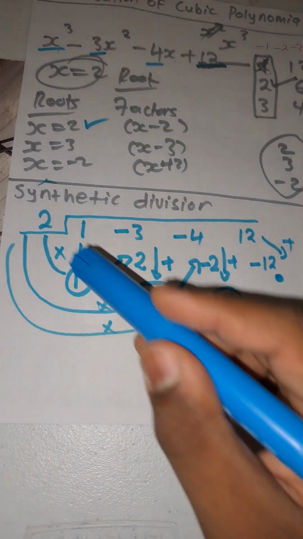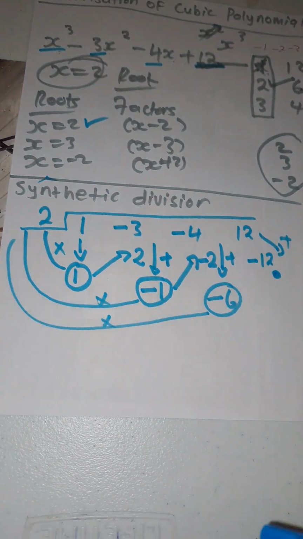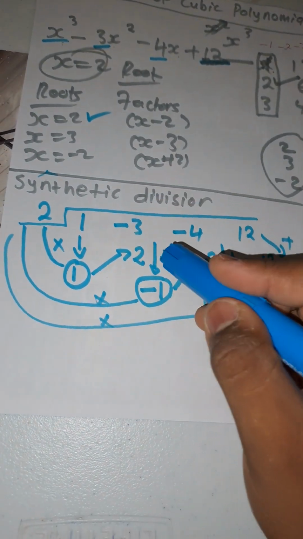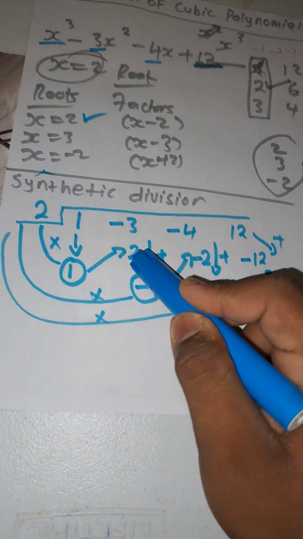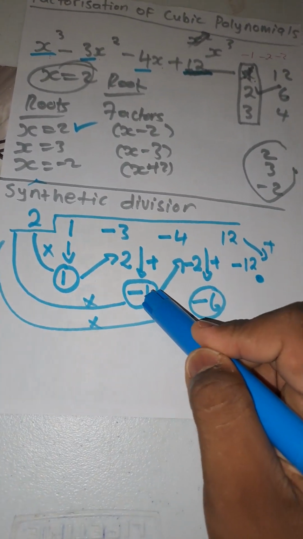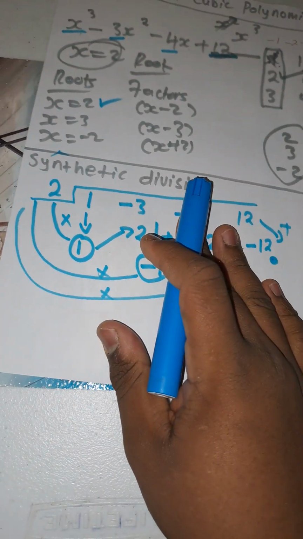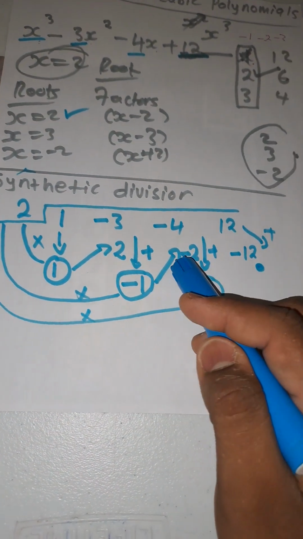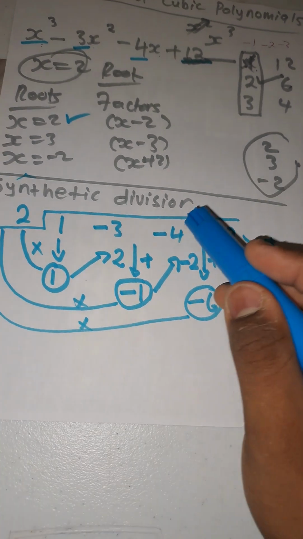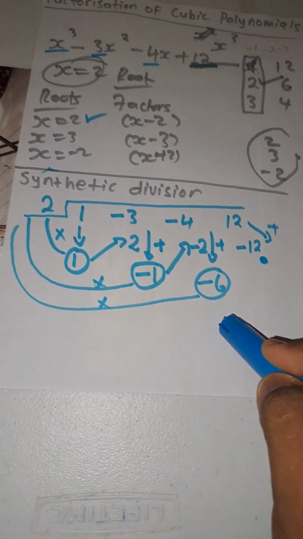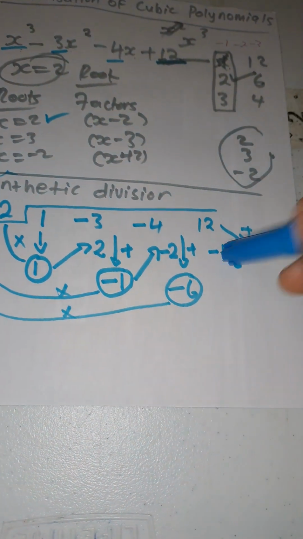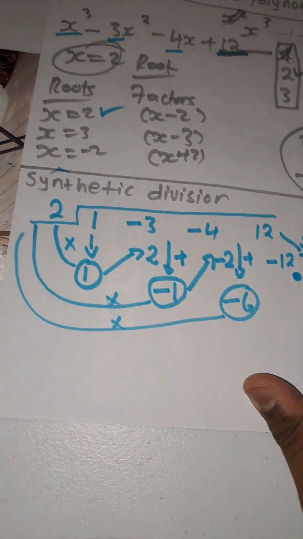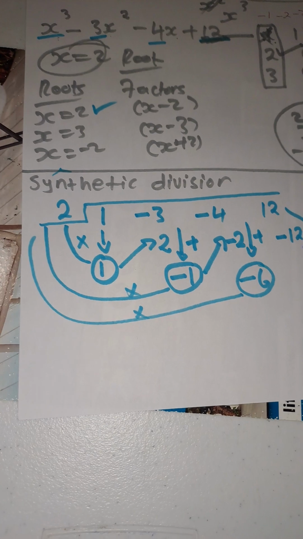After doing it, I'm going to say 2 times 1. What is 2 times 1? It is 2. I take this 2. I bring it up there. It is 2. But going down, I add. So it's going to be -3 + 2. -3 + 2 is -1. After I brought it down there, I circle it again. And then I go up there. 2 × -1, which is -2. But going down, you add. So -4 + -2 is -6. But -6 × 2 is -12. And -12 + 12 is 0. Then you put that dot there. So that's how you do it.